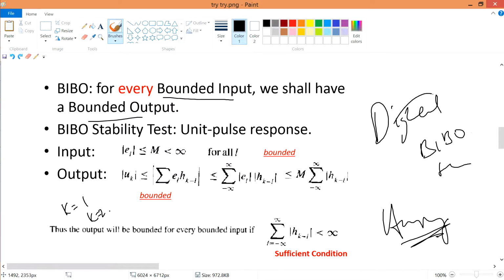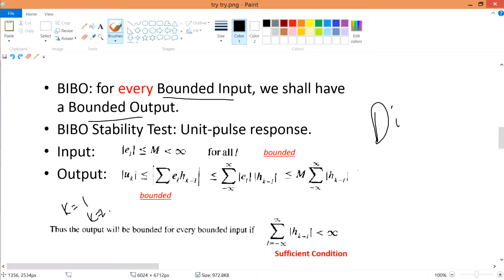So do not confuse digital with analog. The analog BIBO stability I think is talking about the final value theorem, while the digital one talks about the summation of all your signals, which is a little bit more subtle. But anyway, let's just continue.